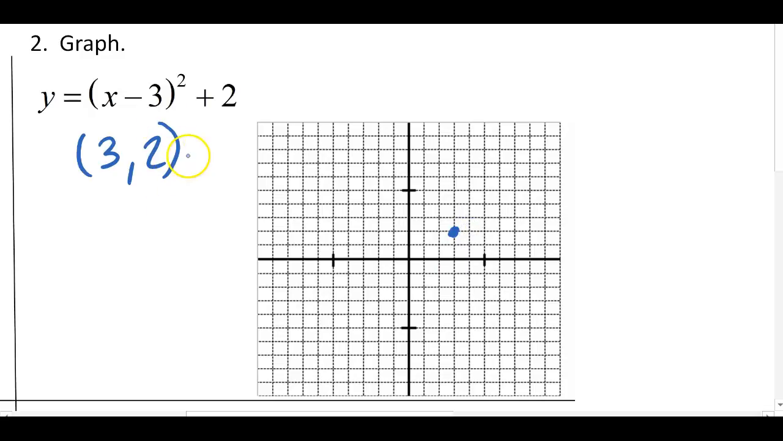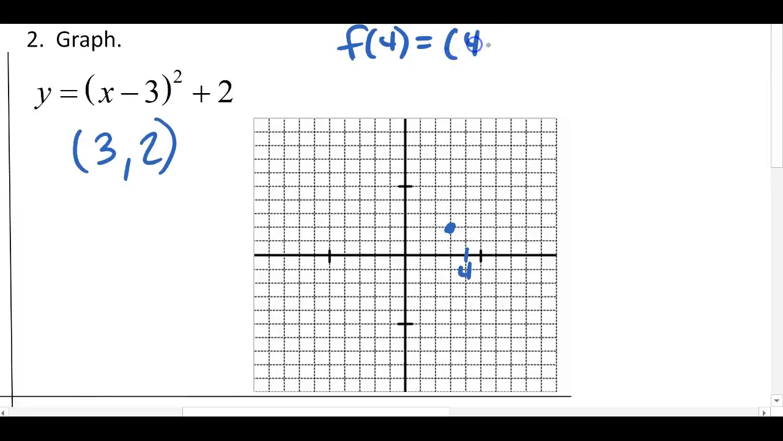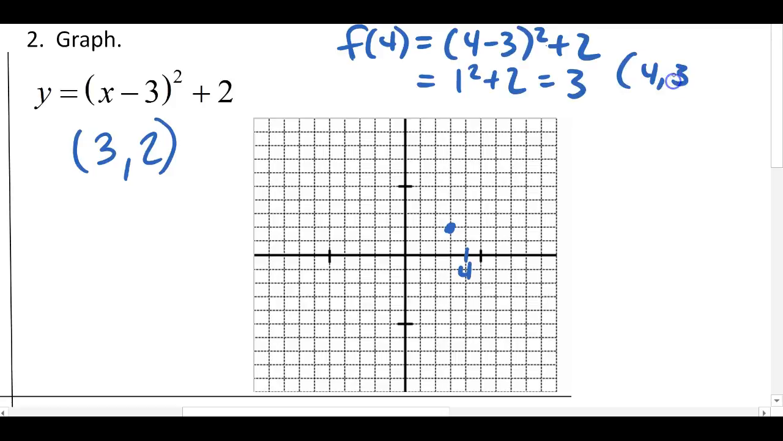And what I'm going to do is take an x value that's to the right of the vertex. The x value to the right is 4. So I'm just going to go ahead and plug in 4. So I'm going to look for f of 4, which is equal to 4 minus 3 squared plus 2. So do 4 minus 3, which is 1. 1 squared is just 1. Plus 2 is 3. Okay, so the first point is going to be 4, 3.